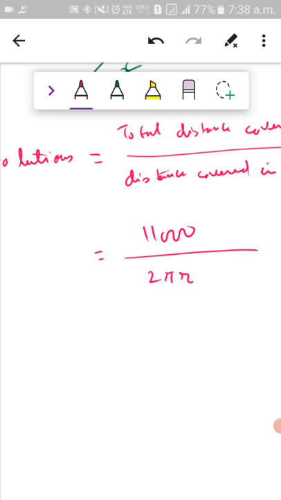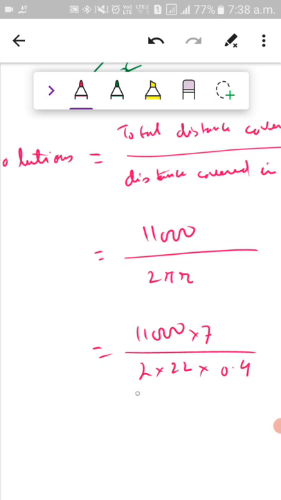Okay, that is given by the circumference of the wheel, that is circular, and we know the circumference of a circle is 2 pi r. So here putting the values, 11,000 by 2. For pi nothing is given in the question, so we can use 22 by 7. So 22 and 7 we'll write in the denominator. Radius is given 0.4. Okay, right?